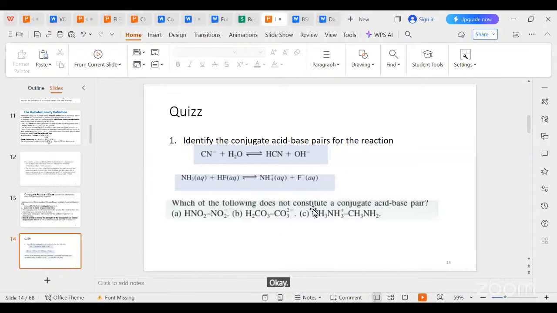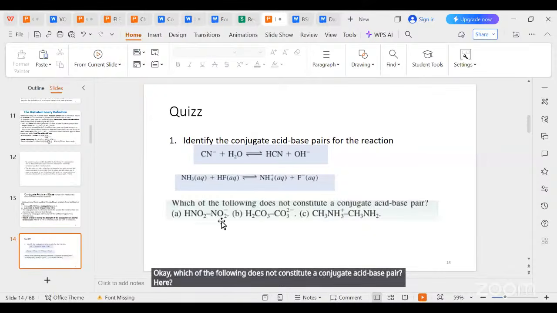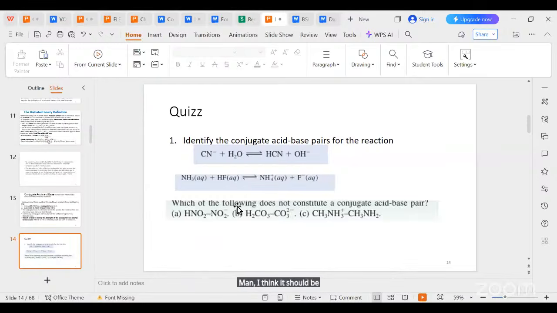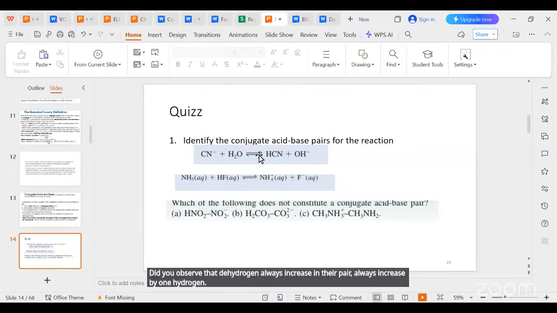Okay, which of the following does not constitute a conjugate acid-base pair here? I think it should be C. Yes, it's correct. Did you observe that the hydrogen is always increased in their pair, always increased by 1 hydrogen? Did you observe?